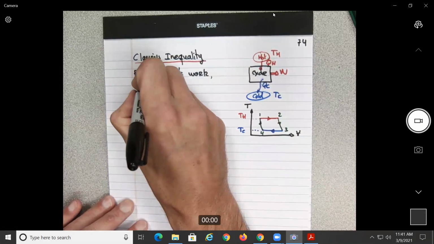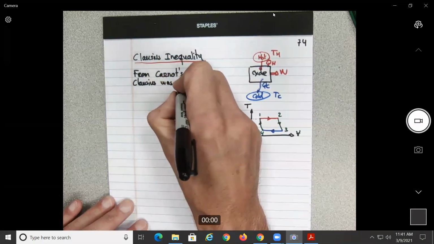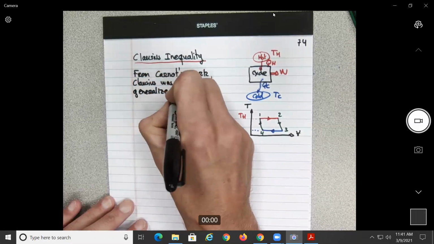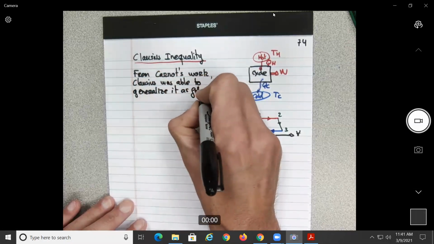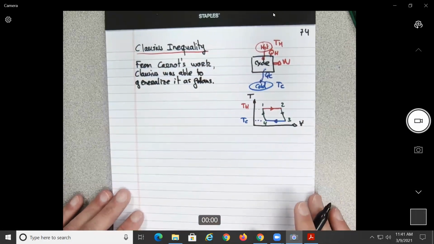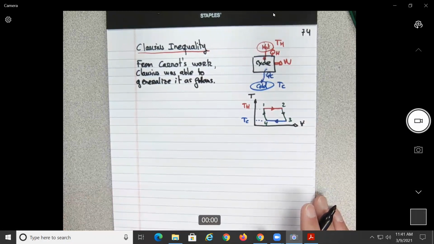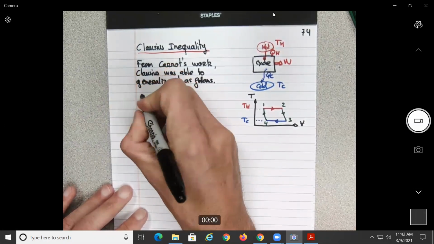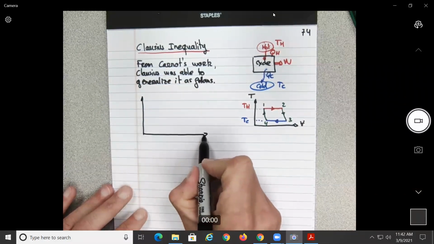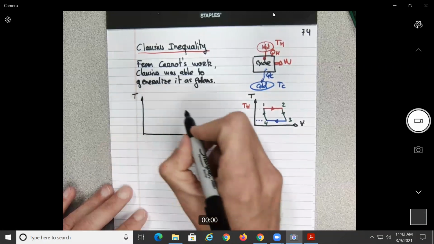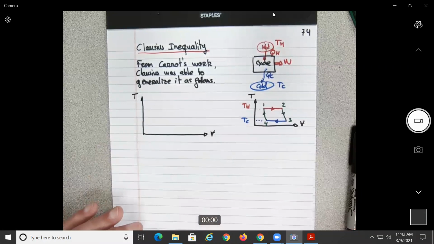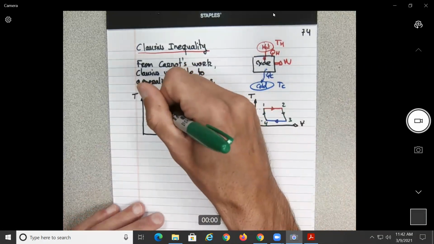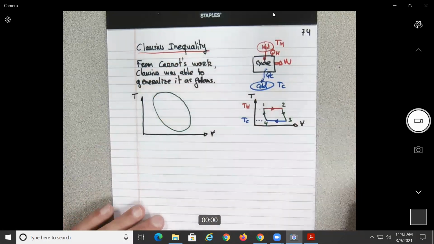So Clausius was able to generalize it as follows. I think that was the very smart part, okay? So what Clausius did is that he said, okay, let me take a general cycle. Obviously, cycles are never going to be that pretty, no? So if you look at the figure of a cycle, it will look that way.